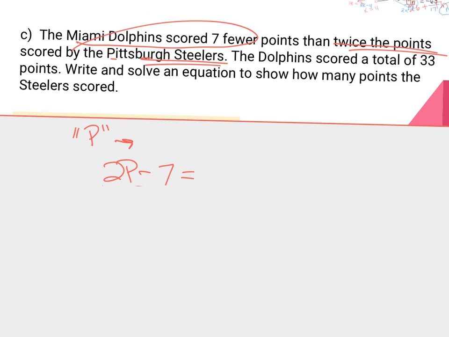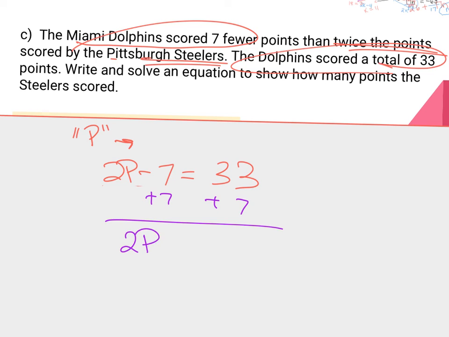But what was the total amount that they scored? 33. So, twice the amount that Pittsburgh scored, minus 7, is 33, because 7 fewer than twice Pittsburgh was the 33 that they scored. And then you just solve like normal.